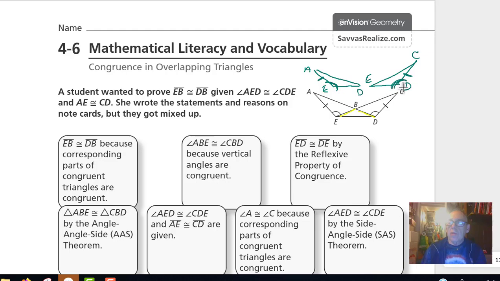We can see that between these two triangles, ED is the common side that's shared between both of them. So that lets us say those are congruent, which means these two triangles are congruent by side angle side. By corresponding parts, we can get angle A congruent to angle C. These are the parts we want to get congruent.